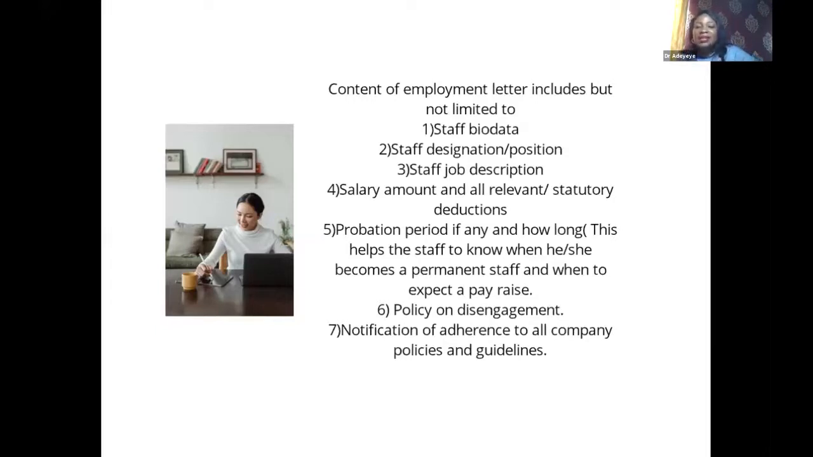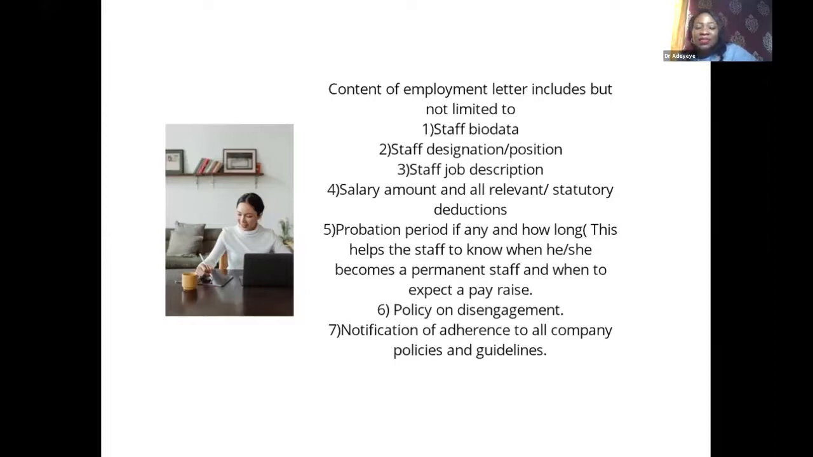Then 6, you may also want to let the person know about the company policies. You may not write all the policies there so that the letter will not turn into an employment Bible. I hope you are listening to me. So that the letter will not turn into an employment Bible. You can't write everything there because it will be so voluminous, but you can just drop a comment there that we will let you know, or we have intimated you with our company policies and we expect you to follow them. Let them know that there are rules here.